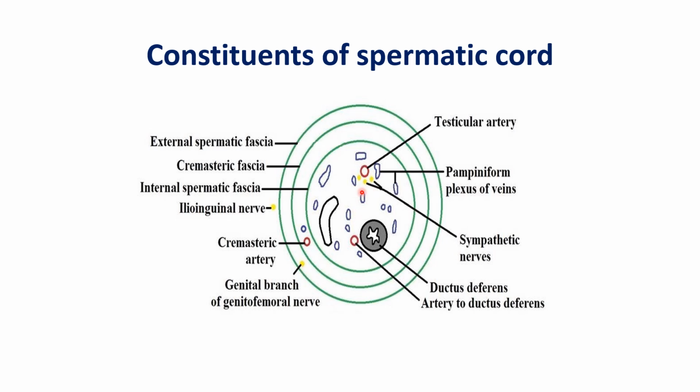Then we have some sympathetic nerves, and the lymphatic vessels from the testes. We have the veins here, which are the pampiniform plexus of veins. And then we have the remains of the processus vaginalis. So these are the main contents of the spermatic cord, which a student should know.